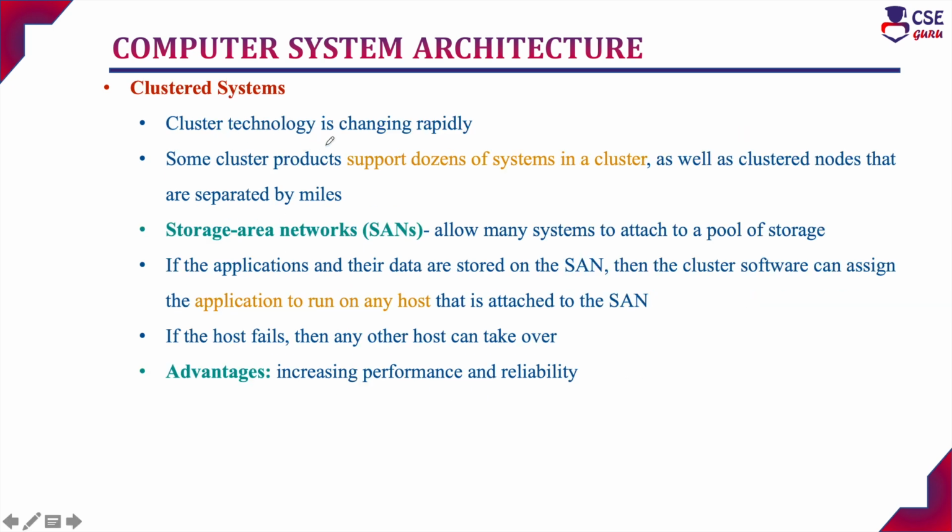And cluster technology is changing rapidly. Some clusters provide support for dozens of systems in the cluster, which can be separated over miles. And clustered systems mainly use storage area networks so that they can attach many systems to access the pool of storage. If the applications and their data are stored on the storage area network, the cluster software can assign the application to run on any host that is attached to the storage area network. And if a host fails, then another host will take over the job. That is the main advantage of clustered systems. So here the advantage is increased performance and reliability. So this is all about clustered systems.